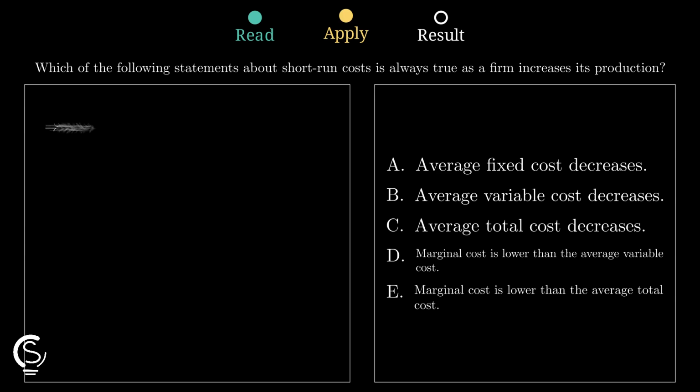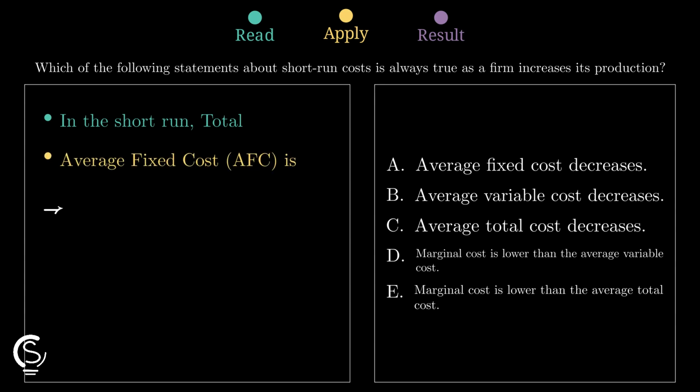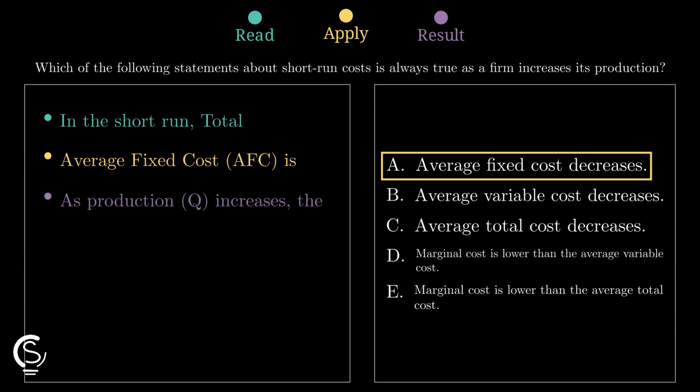Average fixed cost is simply the total fixed cost divided by the quantity of output. As your production quantity grows larger, you're dividing that same fixed number by more units. This mathematical relationship means the average fixed cost must always decrease as output rises. That makes option A our final winner for this economics problem.